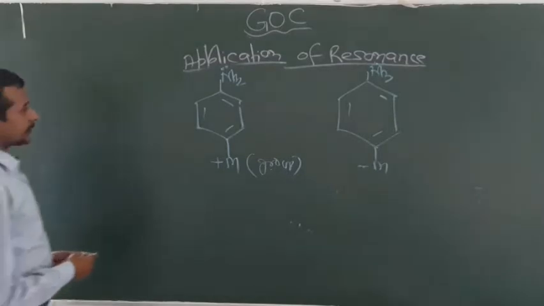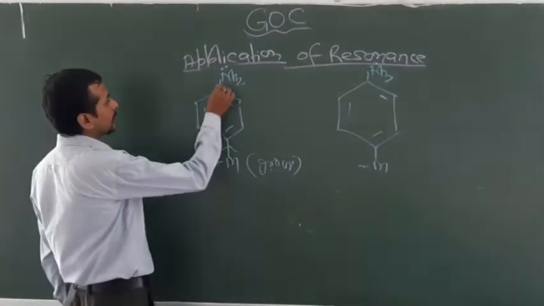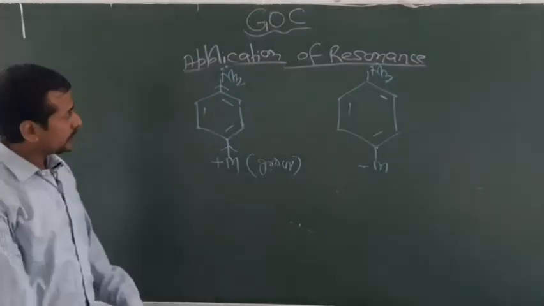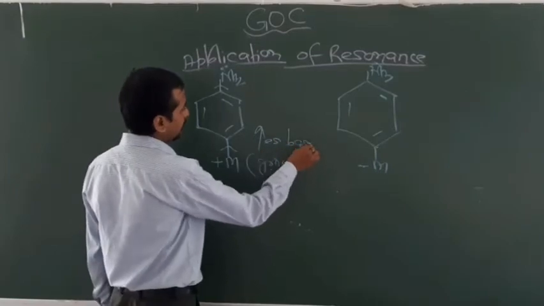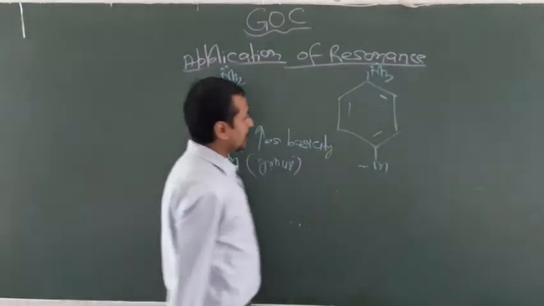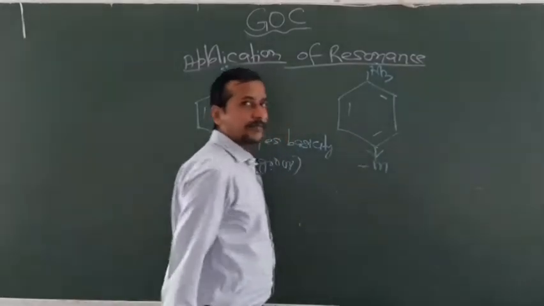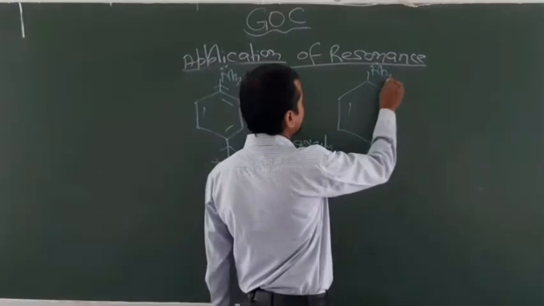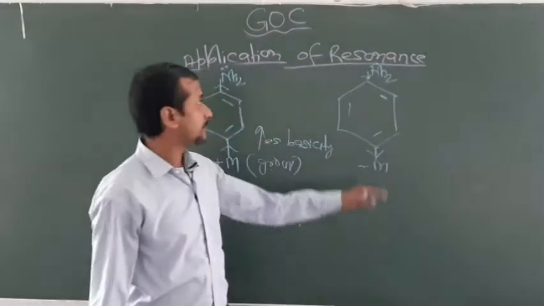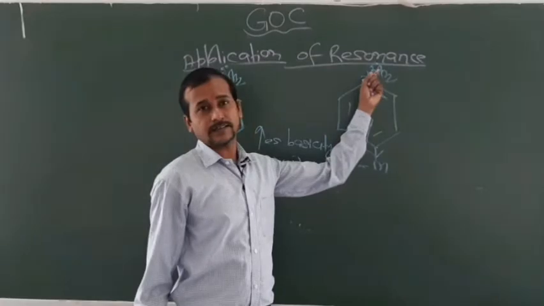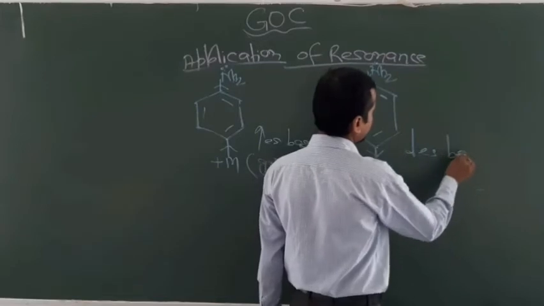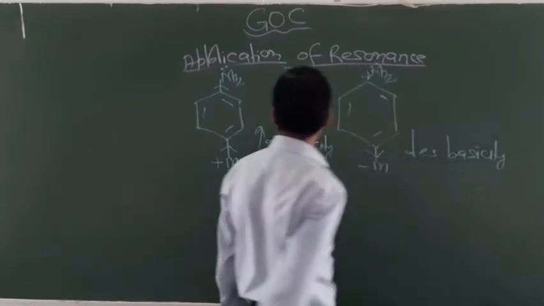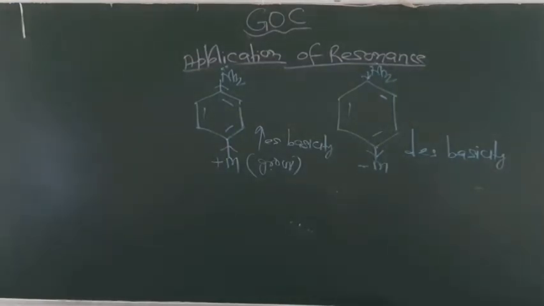Now look at the conditions. Plus M donates electrons, that's why electron density increases on the nitrogen atom, and hence this increases basicity. Look here, minus M withdraws the electrons, so electron density decreases, and that's why basicity decreases. So in this way you can decide the acidity or basicity.